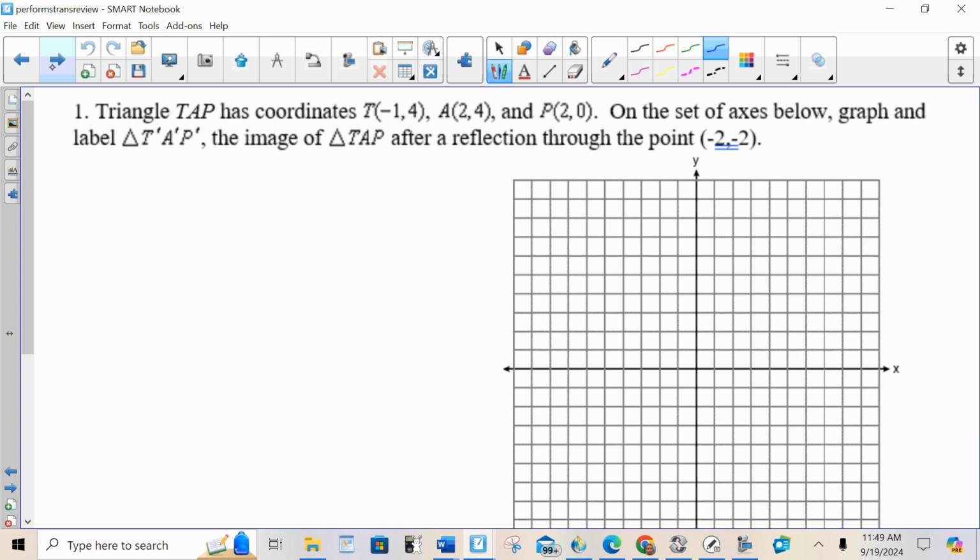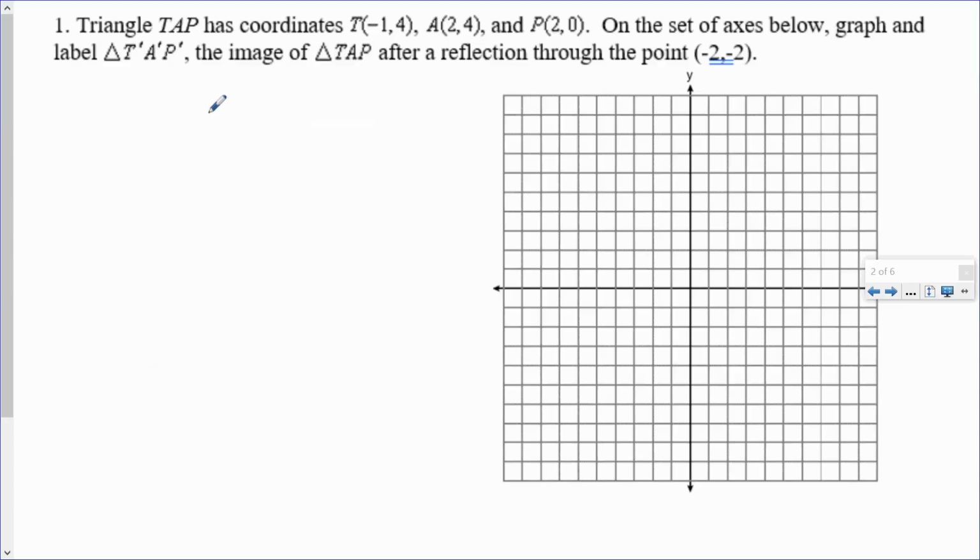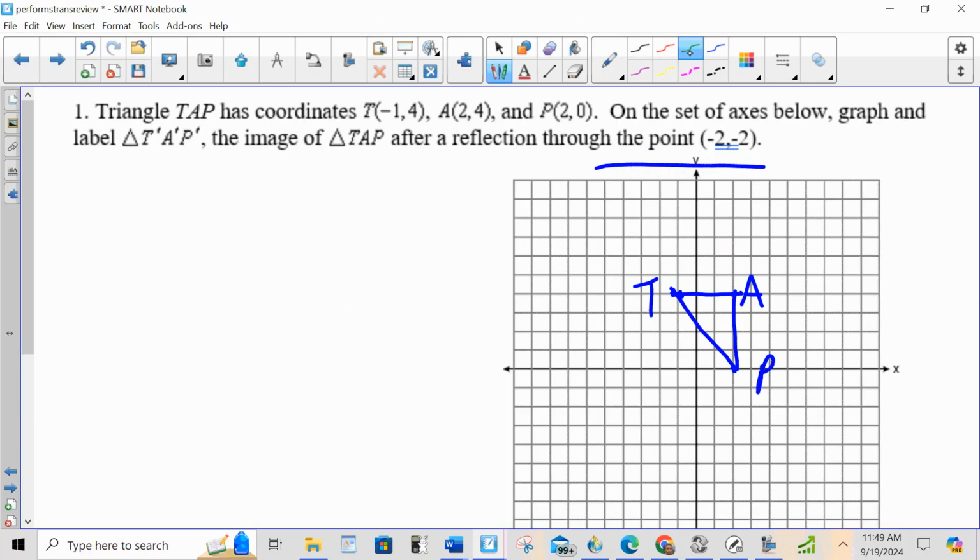I've got triangle TAP. T is negative 1, 4. A is 2 comma 4. P is 2 comma 0. I want to reflect it through negative 2, negative 2. So let's take a look at negative 2, negative 2. To reflect through a point, I count in both directions to what I'm reflecting over. So let's start with T.